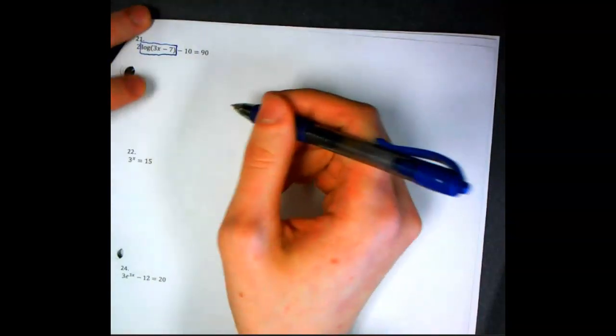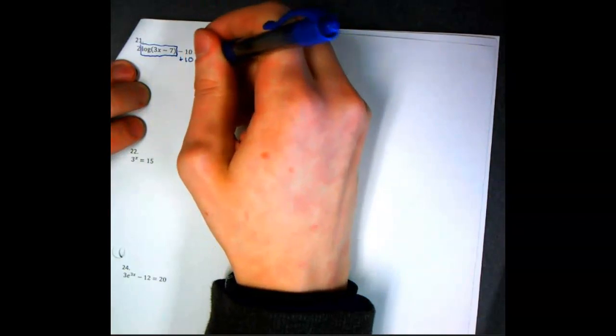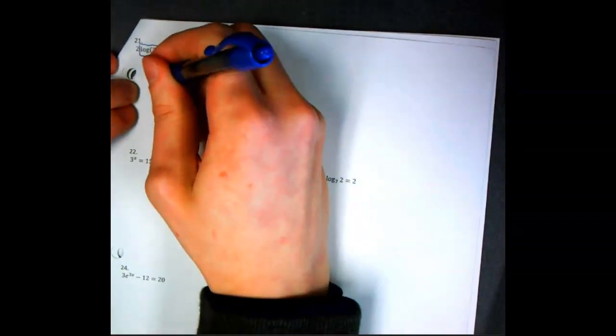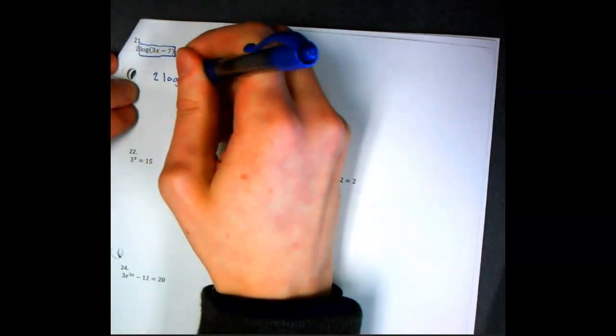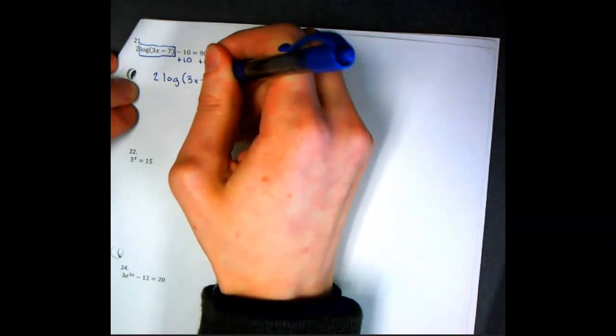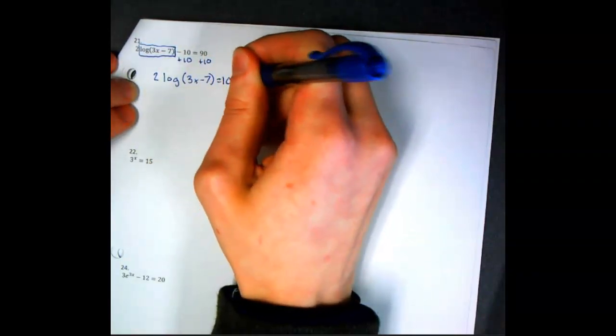And for our last problem, number 21, make sure it's on the screen. So number 21, remember, we're going to think of this as that log, we're just going to put a box around it. And we need to get rid of anything that's outside the box. So first, we'll add 10. So we'll have 2 log 3x minus 7 equals 100.